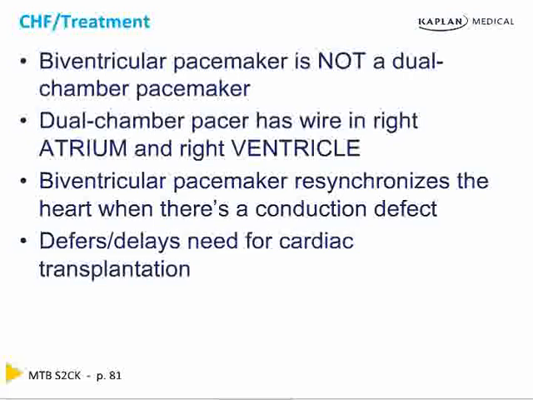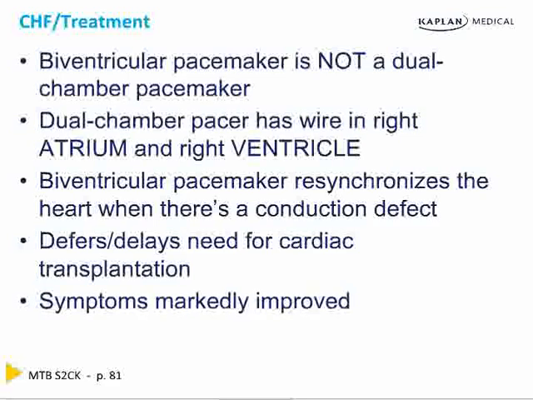Gets rid of the need temporarily for cardiac transplant, and people can buy themselves a couple of extra years by having markedly improved symptoms. Now, it will not permanently eliminate the need for cardiac transplant, but it can put it off for a little while.